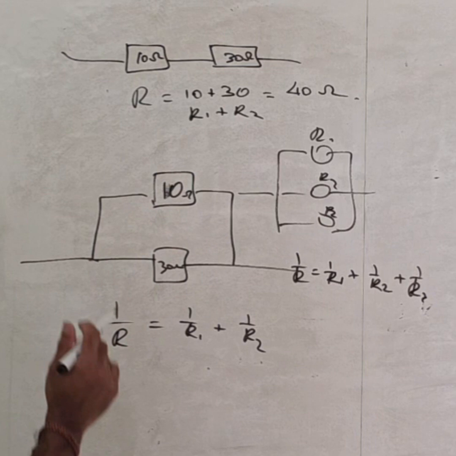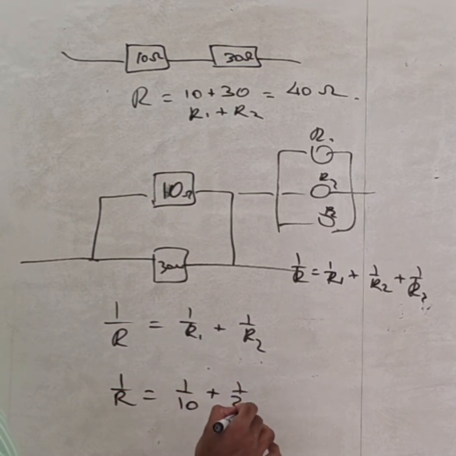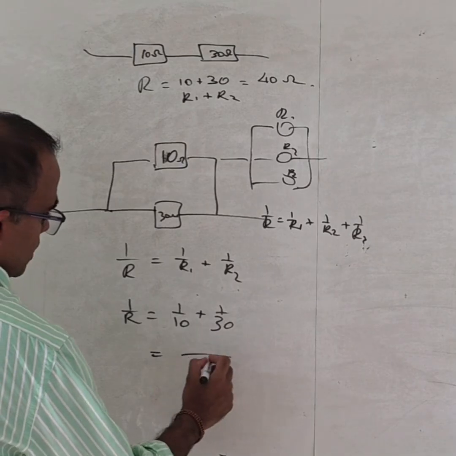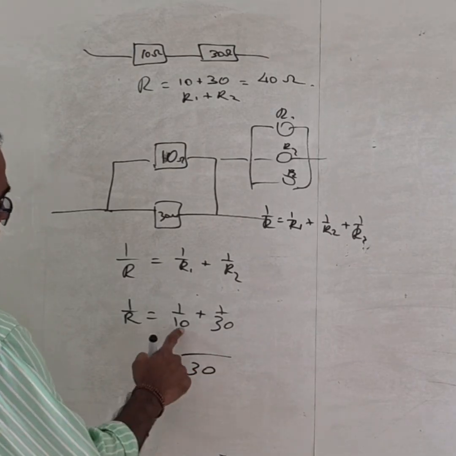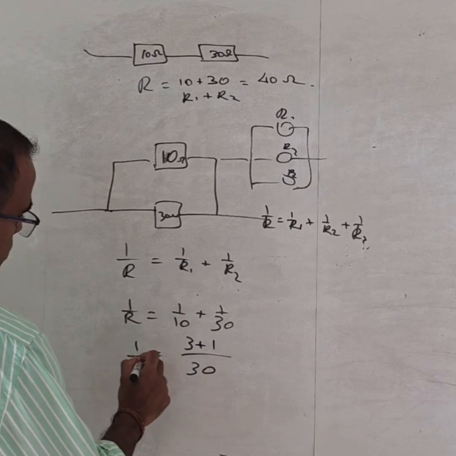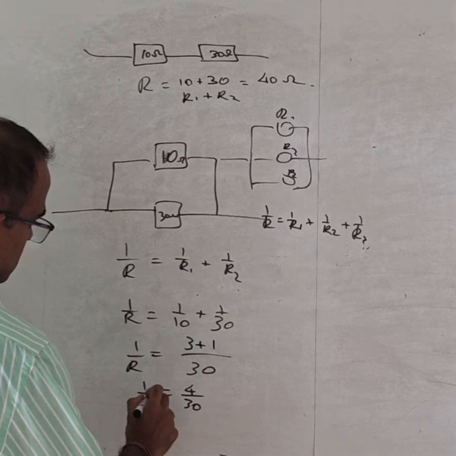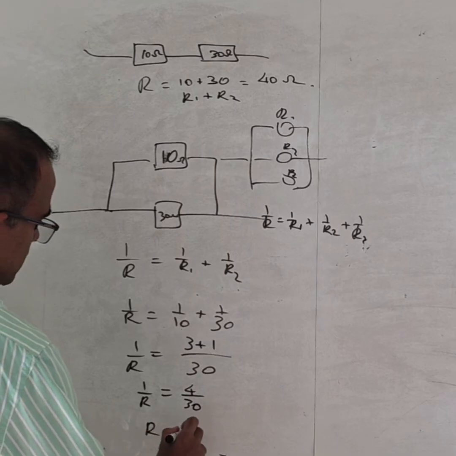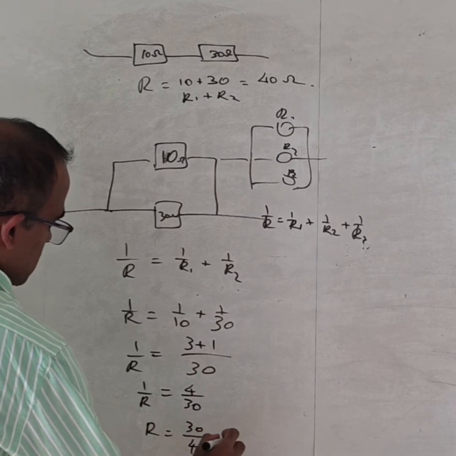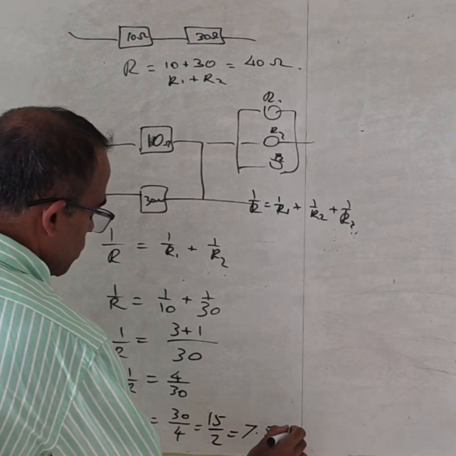So here there are two resistors, so 1 over R is equal to 1 over 10 plus 1 over 30. The common multiple is 30, 10 times 3, so 3 plus 1 gives 4 over 30. R is equal to 30 over 4, which is 15 over 2, so it is 7.5 ohms.